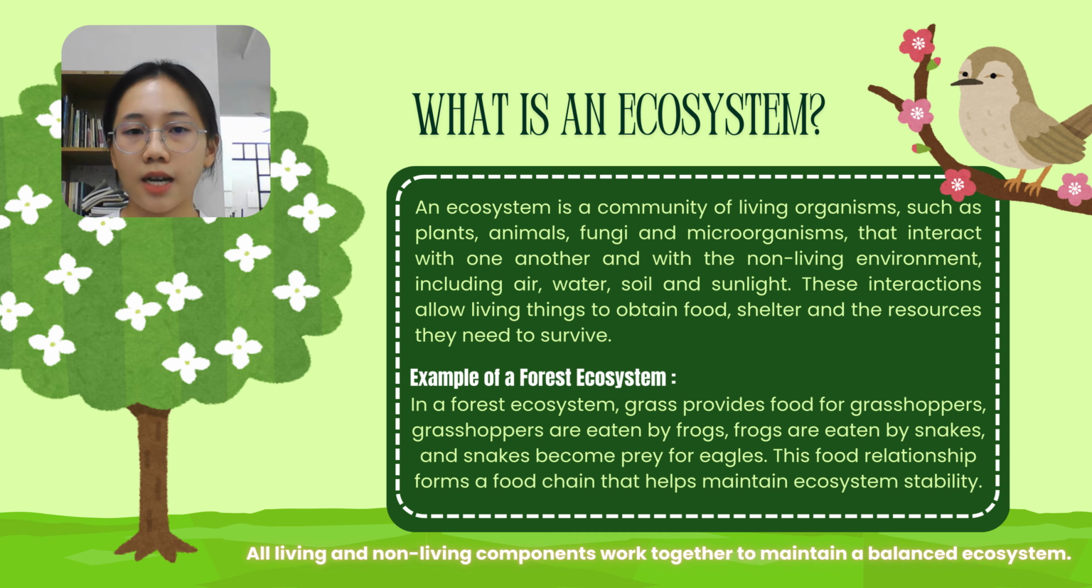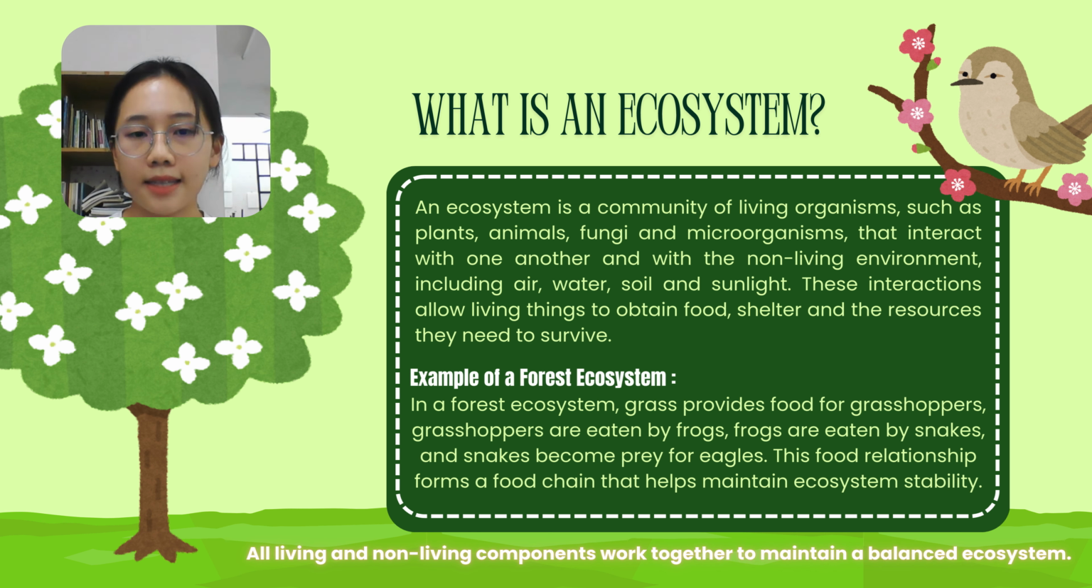So for my project, I chose a forest ecosystem because it provides a simple and meaningful example for primary school students. The food chain that I use is: grass is eaten by the grasshopper, the grasshopper is eaten by the frog, the frog is eaten by the snake, and the snake is finally eaten by the eagle. This food chain clearly shows how energy moves from one organism to another.